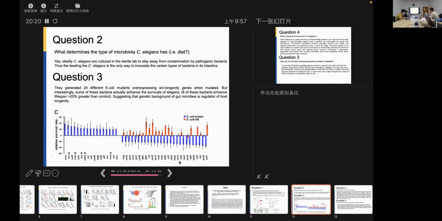Wait, anti-longevity genes are on the left. They didn't overexpress anti-longevity genes. They overexpressed only longevity-promoting genes. Look on the right side. On the right side, we have longevity-promoting genes. If you mutate them, then the survival is decreasing. If you overexpress them, the survival is increasing. What you just said is that they overexpress the anti-longevity genes, which I don't see supported by the data. I think they overexpress only pro-longevity genes.